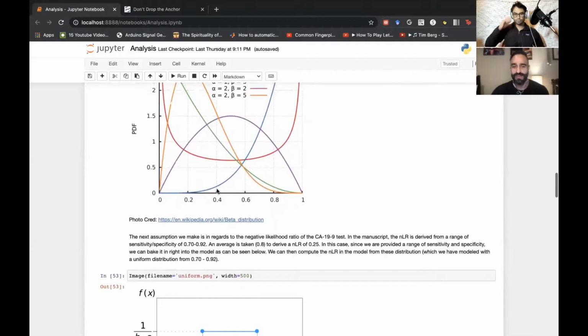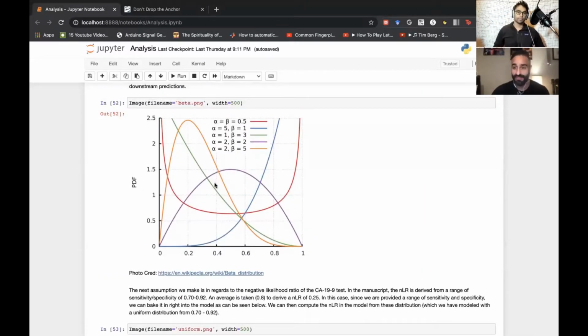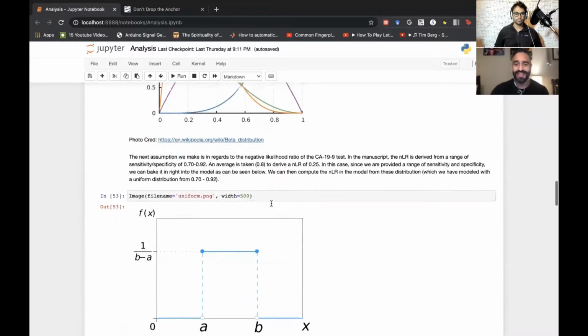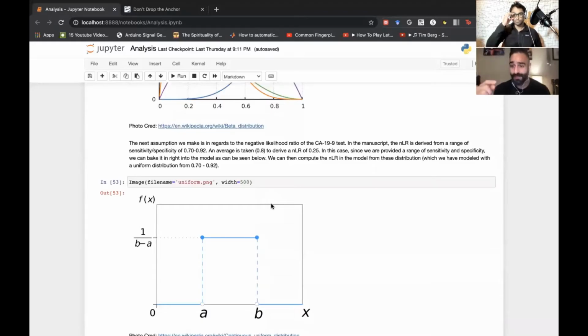So we're going to start with that for our likelihood on our prior, because it's constrained appropriately and it makes sense. Then what's more interesting here is the CA19-9 test, right? In the paper, they give us a range for sensitivity and specificity of 0.7 to 0.92. Now in the paper, they take an average of 0.8 and compute an LR of 0.25, and that's what we did earlier. But now with a Bayesian approach, we can put the whole range into our model. Let's say I'm not sure if it's 0.7, I don't know if it's 0.75, I don't know if it's 0.92. It's somewhere between there, right?